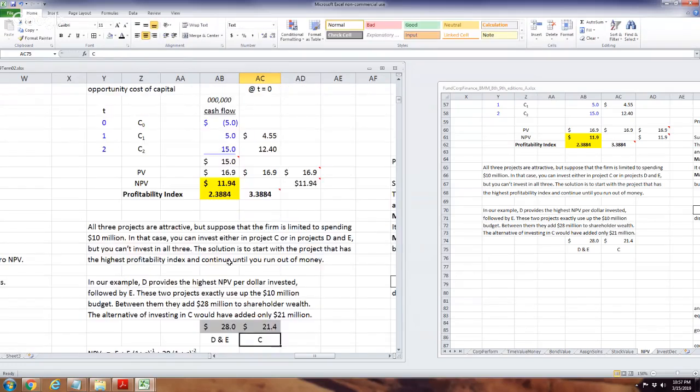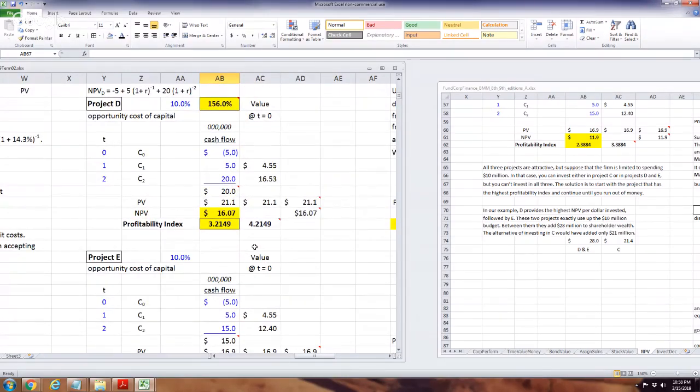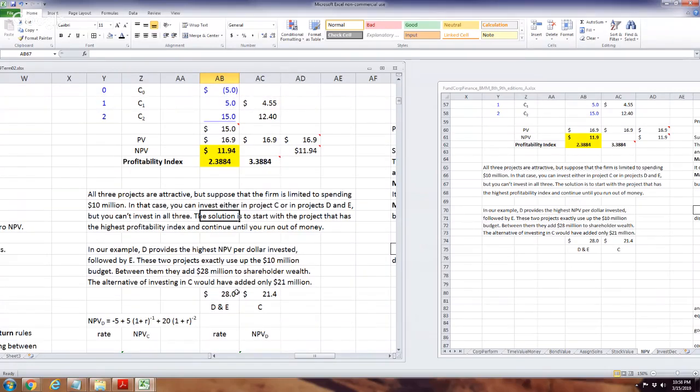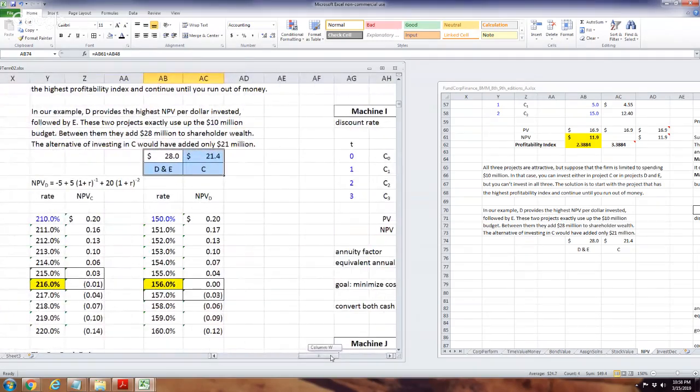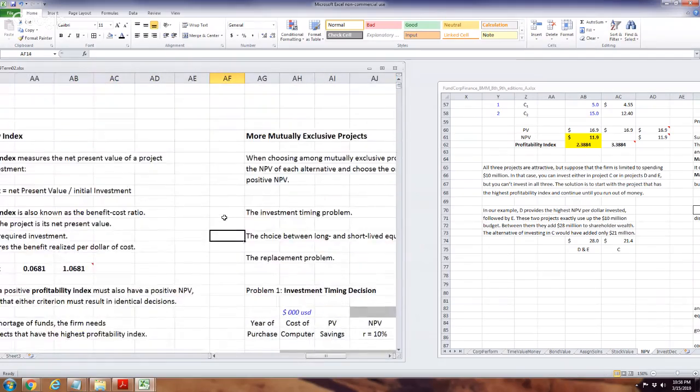It was 21. So between them they had 28 million in shareholder wealth, whereas your return would have added only 21. So if you took C by itself, that's your NPV, what that would have done for you, because that's 10 million. But you combine these other two, and it's a little bit higher. Okay, that's the story. And like I said, with these rates, there really didn't seem to be much. We could figure out whatever E is if we wanted to. Actually, we're here. I need space, more space.